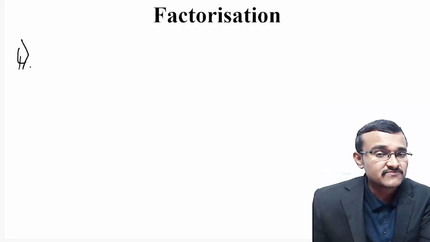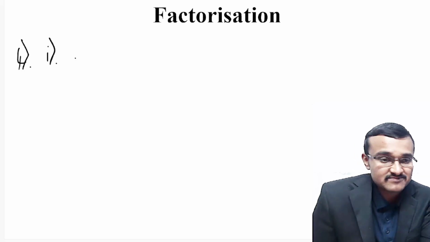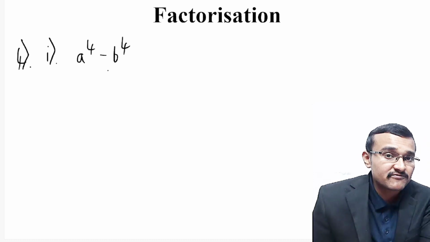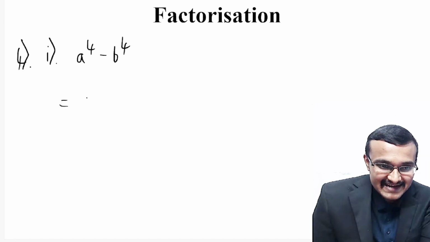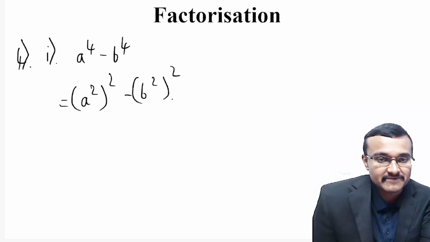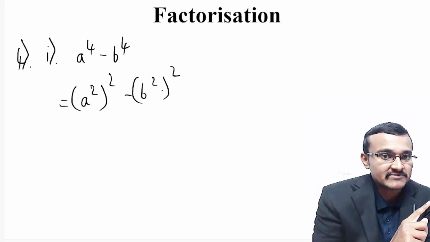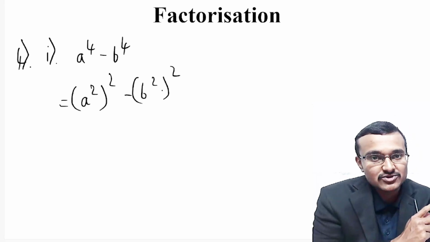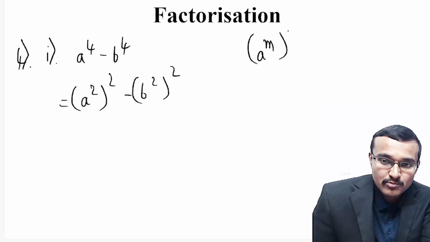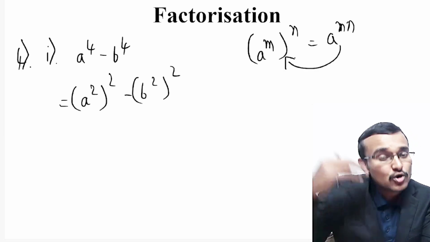So in this fourth question you have 5 questions, out of which I will be solving 3 questions. So coming to the first question in this particular fourth question, they have given a power 4 minus b power 4. So this particular a power 4 minus b power 4 can be written as a square whole square minus b square whole square, according to one particular exponent law which I actually discussed in the exponents and power chapter. If you have not watched that video, you can go back to the exponents and power video and watch. In that I have explained a power m whole power n can be written as a power mn, or a power mn can be written as a power m whole power n.